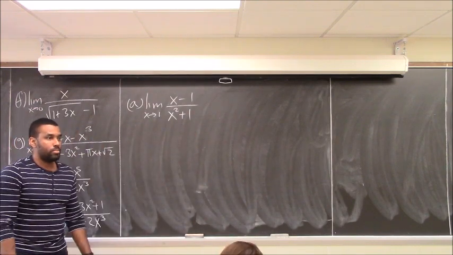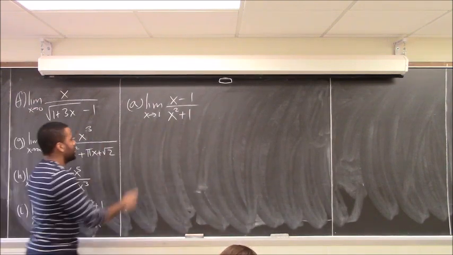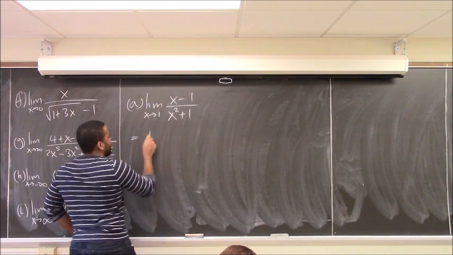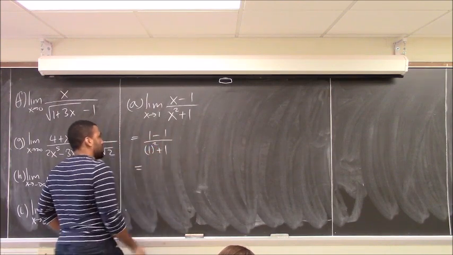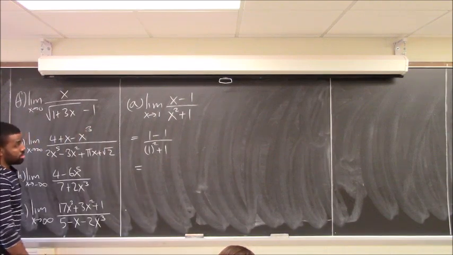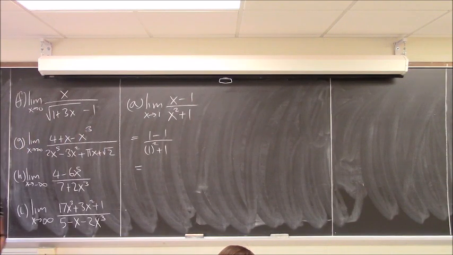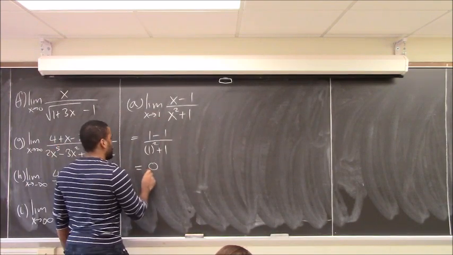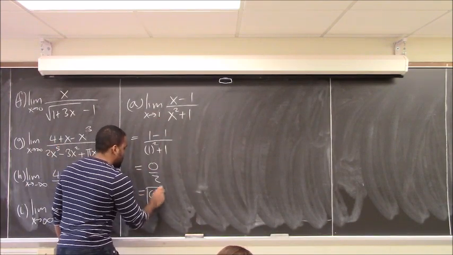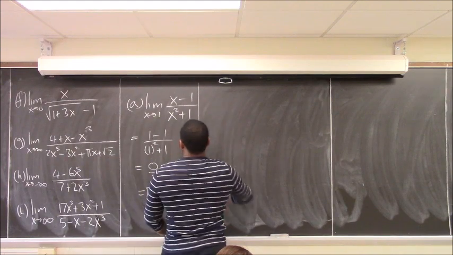You can just plug in one, right? It's the easiest one there is. First thing you do is check if you can plug in. Here the denominator is x squared plus 1. That happens to never be 0, so pretty much any number I put here is going to be fine. We get 0 over 2, so 0 is the answer here. B.